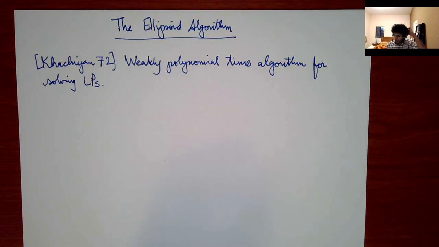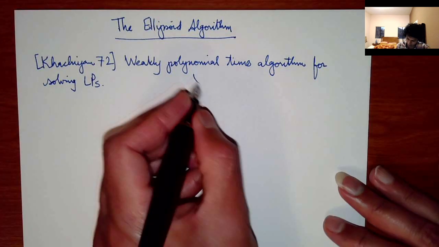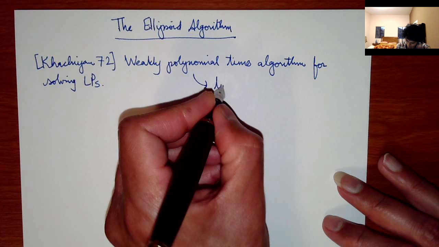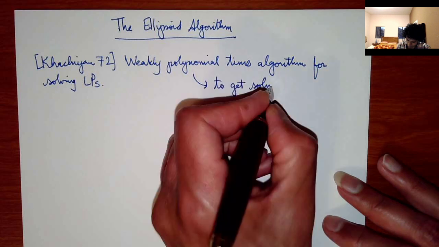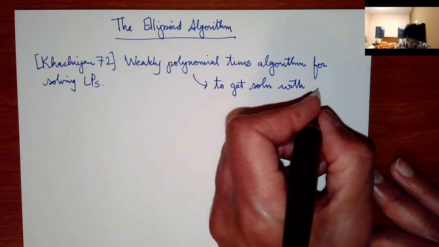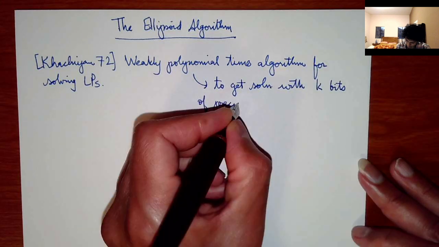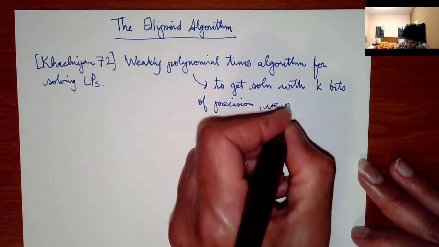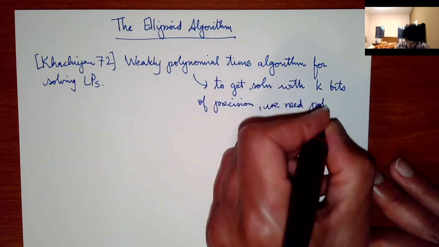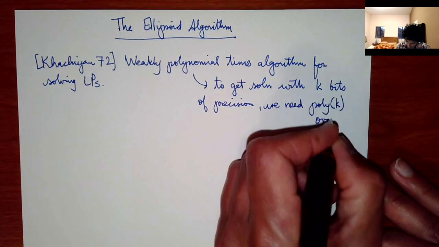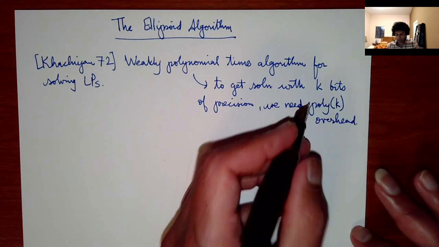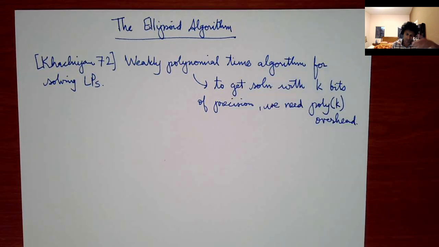And the weakly polynomial time, one way to think of it is to get a solution with k bits of precision, we need polynomial in k overhead. So one way to think of it is it's going to give you more and more precision as you run it more and more. And of course, at some point, if you have some bound on how much precision you need for your output, then it will terminate.